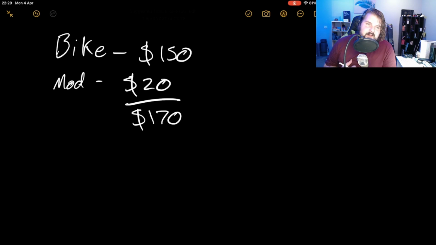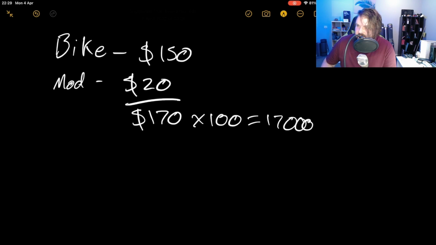Are you going to have a piece of inventory cost $170 and say have 100 units on hand, which means that the total cost of your inventory is going to be $17,000? Or are you going to have your inventory cost $15,000?